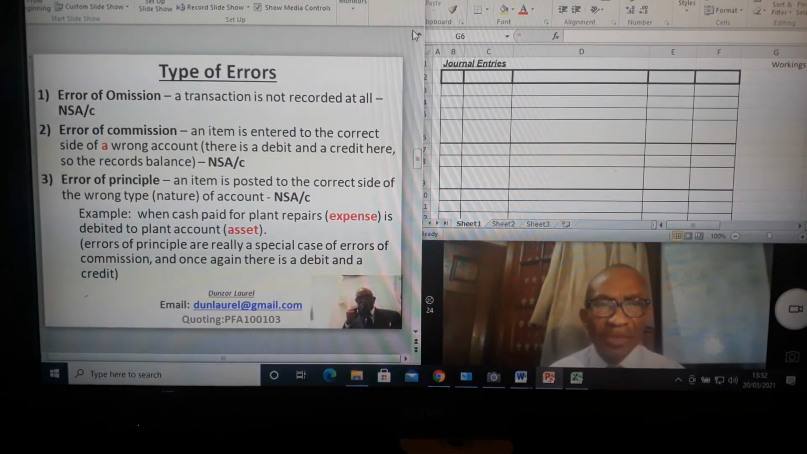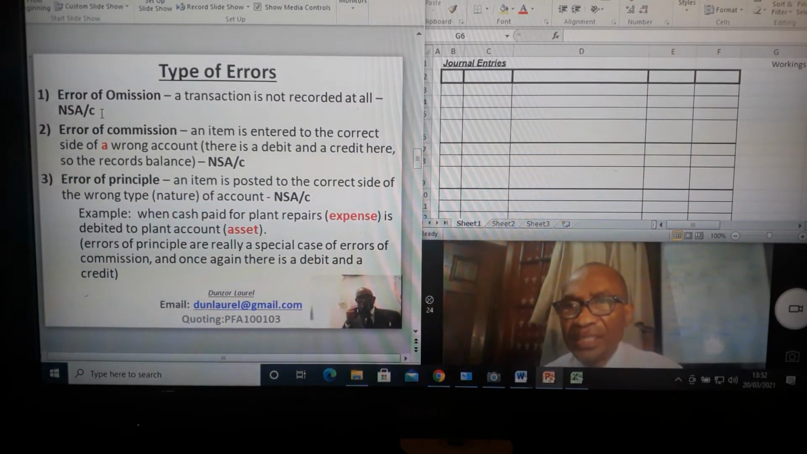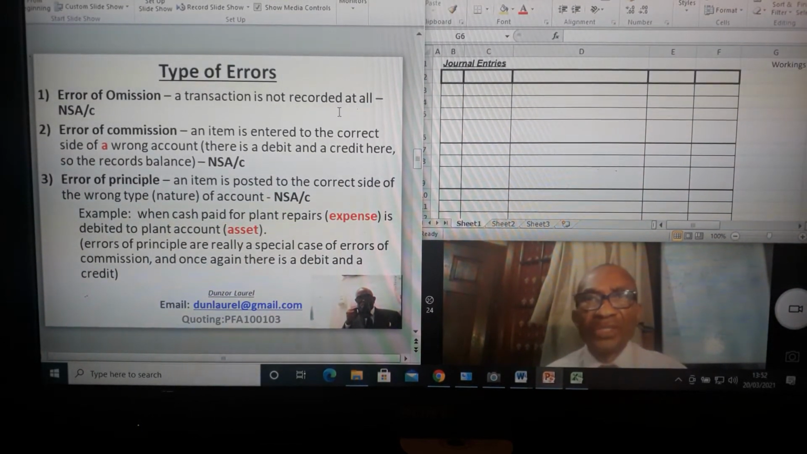There are other types of error that can be found in trial balance. There are 9 of them here. The first 6 will not need you to open up a suspect account, but the last 3 will need a suspect account to be opened. The first one there is error of omission, where a transaction is not recorded at all.